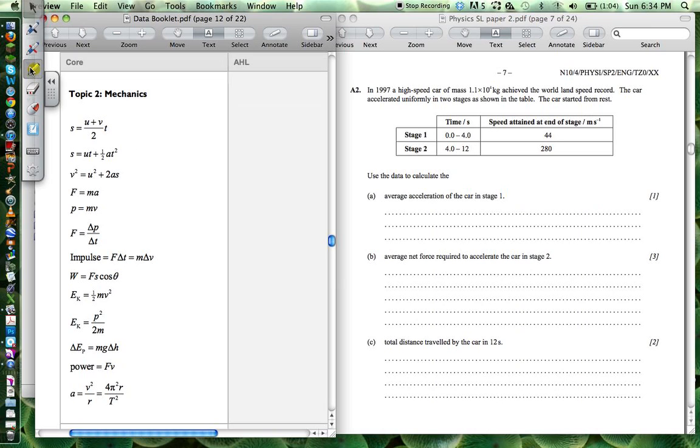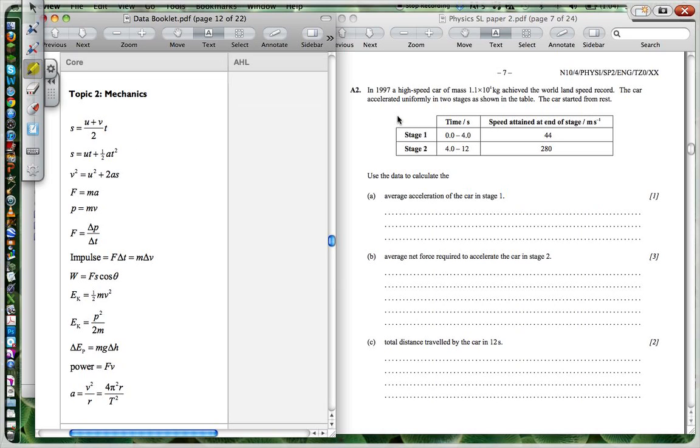It says, in 1997, a high-speed car with a mass of 1.1 times 10 to the 4 kilograms achieved the world land speed record. The car accelerated uniformly, now that's an important word, uniformly, in 2 stages as shown in the table. The car started from rest, also important. So we have this data that is given to us here. Use the data to calculate, and so forth.